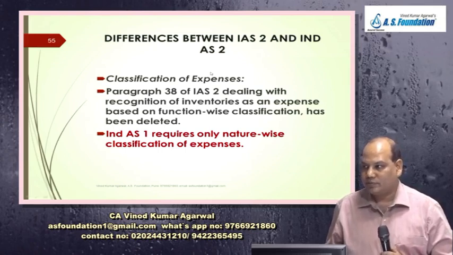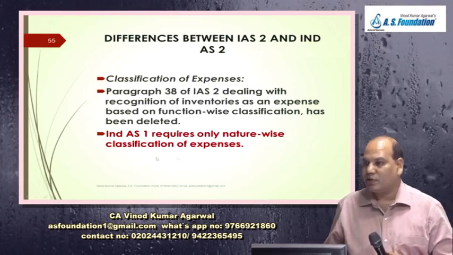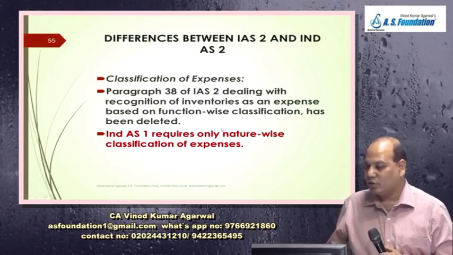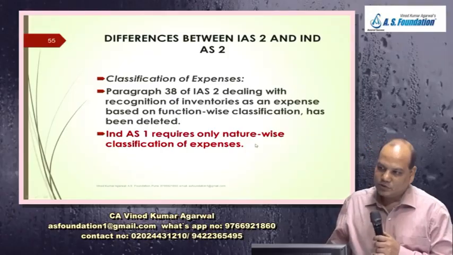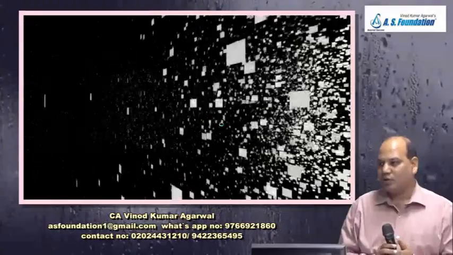Copy paste version. Only one major difference that is also discussed in IAS 1: in case of IND AS 1, only nature wise classification of expense is allowed, whereas in IAS 2, inventory can be shown as an expense either based on function wise or based on nature wise. So expenses can be shown in two ways.